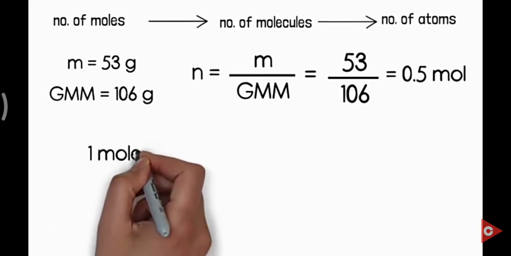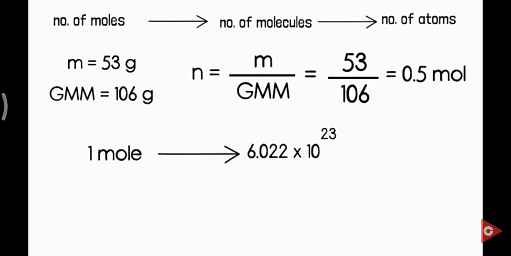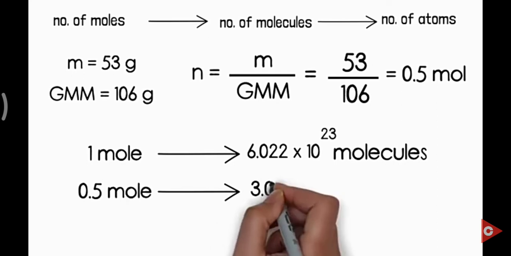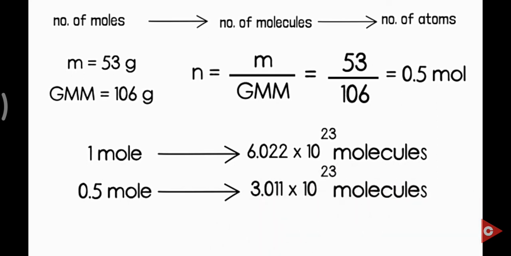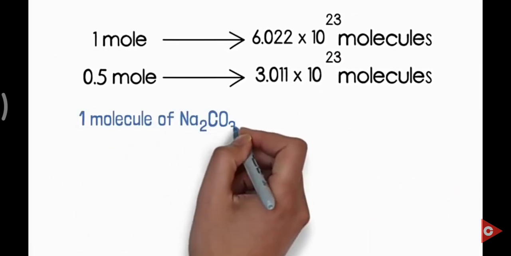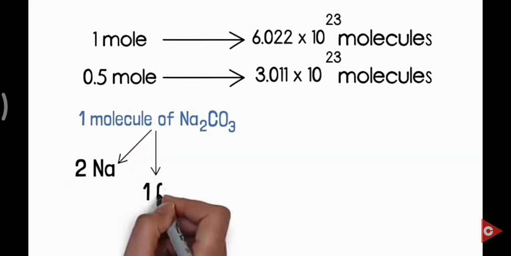And we know that 1 mole is equal to 6.022 into 10 to the power 23 molecules. So 0.5 mole will be 0.5 into 6.022 into 10 to the power 23 molecules. So we will get 3.011 into 10 to the power 23 molecules. Now next step. In one molecule of Na2CO3, there are 2 sodium atoms, 1 carbon atom and 3 oxygen atoms.